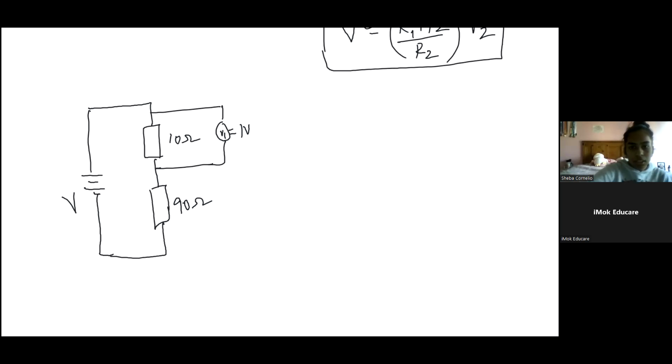Would you just say, sir, R1 plus R2 over R2 times V2? That is one way. Can you find out any other way? Very simple. That's way more simple.